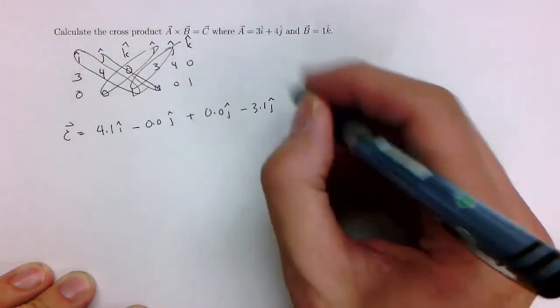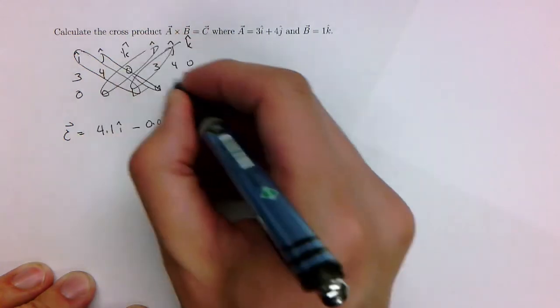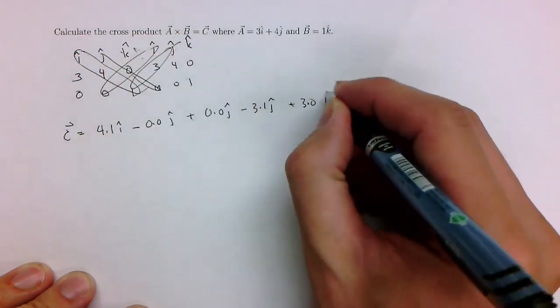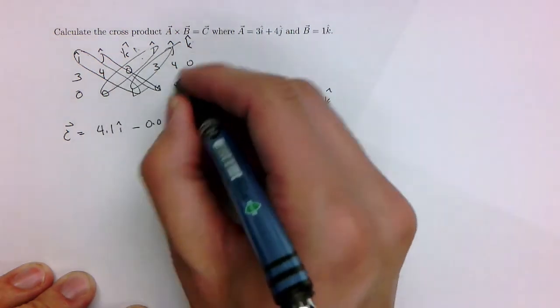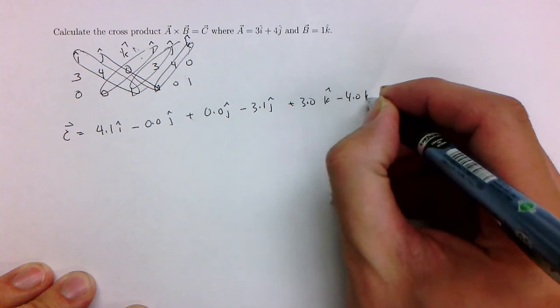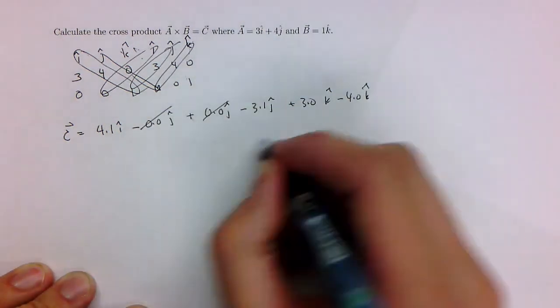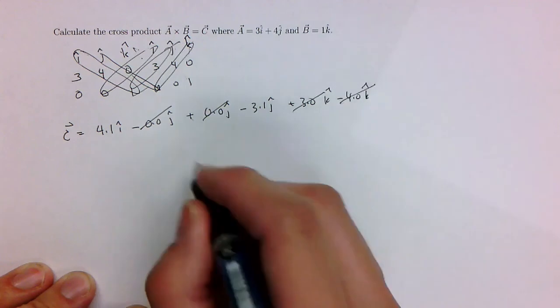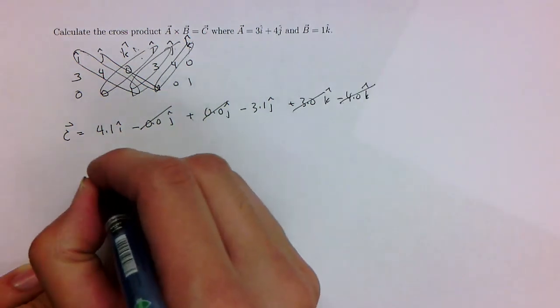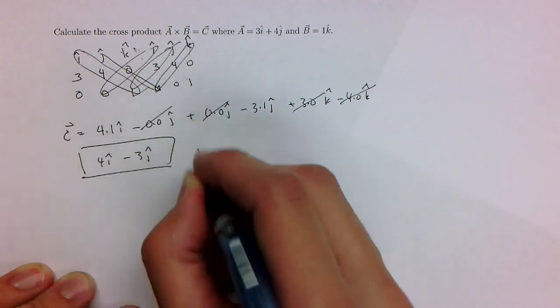Now K hat, okay, that'll be plus 3 times 0, that's 3 times 0 right there, K hat, minus what? 4 times 0 right here, minus 4 times 0 K hat. Okay, so now what's the beauty of this? That 0, that 0, that 0, and that 0. Okay, and then we're left with basically 4 I hat minus 3 J hat. Okay, and we are done. All right.